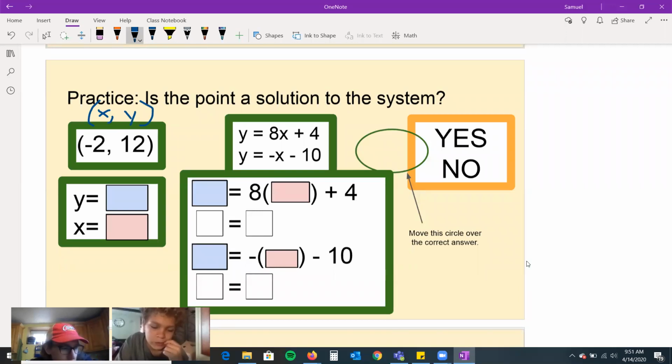Still have about 40 seconds. So go ahead and make sure you're plugging in your values. See if it's true. See if it's a solution to the system or it's not a solution to the system.